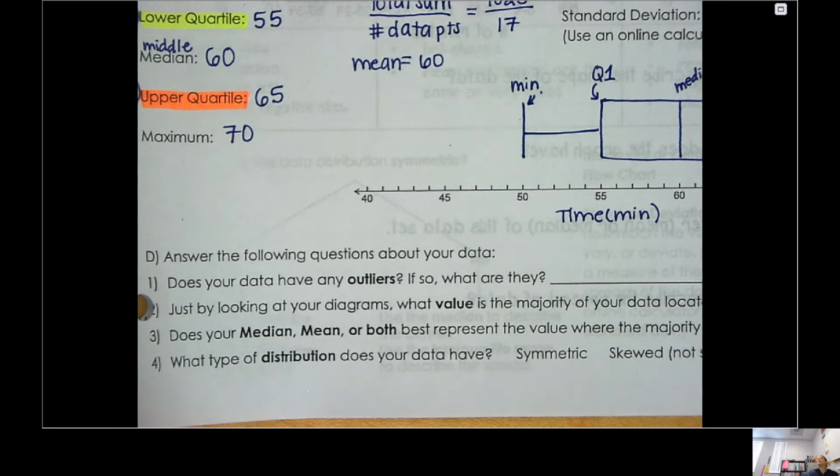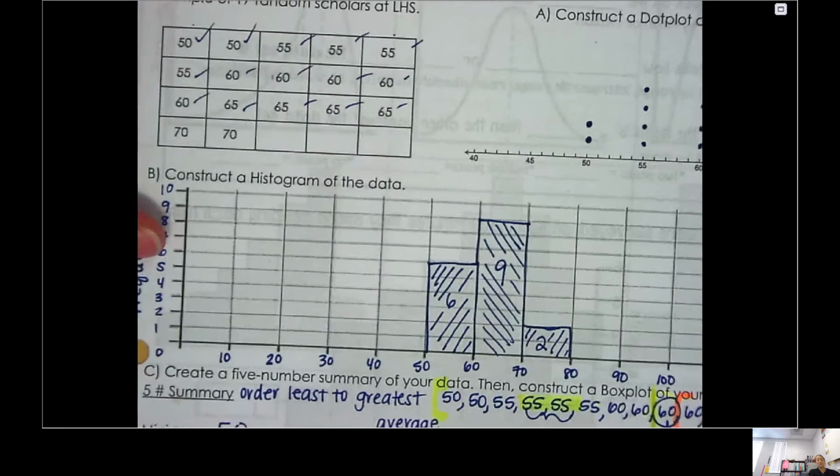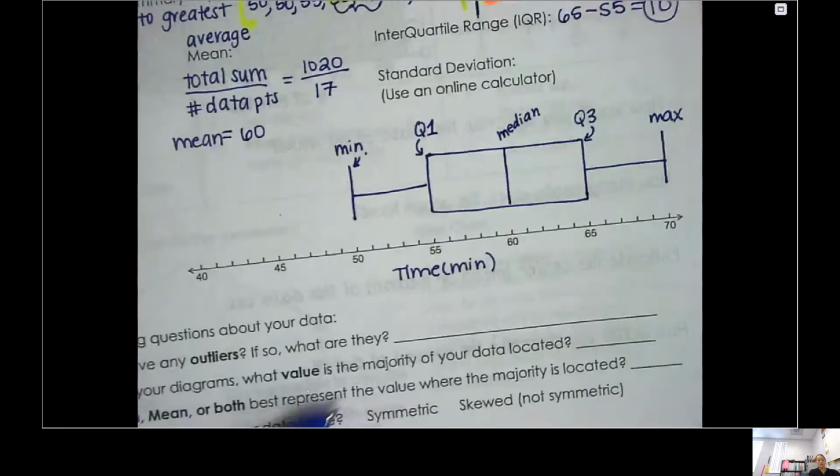Right, so an outlier would be something that's way off of the rest of your data. So if most of your data is between 50 and 70, and we had a number that was like 2, only takes them 2 minutes in the morning to get ready, that would be an outlier. It's really, really far away.